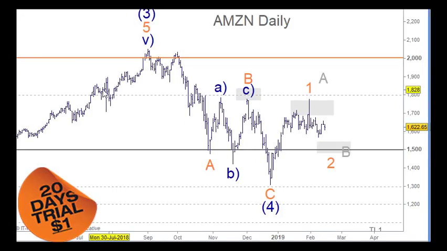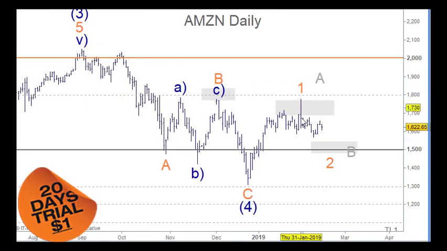So Amazon here, from the top here, we've got wave 1 and 2 here, and wave 3 and 4 and 5 here for the A wave, and an A and a B and a C for the B wave, and down for the C wave here. And then we've got 5 waves to the upside here. We're looking for it to pull back into the 1500 area through here. That would be the 50-60% retracement level.